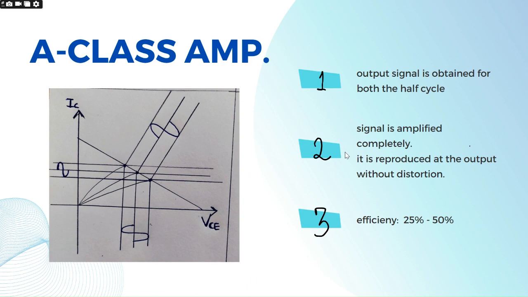So now let's get into details. For Class A amplifier, the Q point position and input signal are selected such that the output signal is obtained for both the half cycles. So in A class amplifier, complete signal is amplified and it is reproduced at the output without distortion. Efficiency of Class A amplifier lies between 25 to 50%.